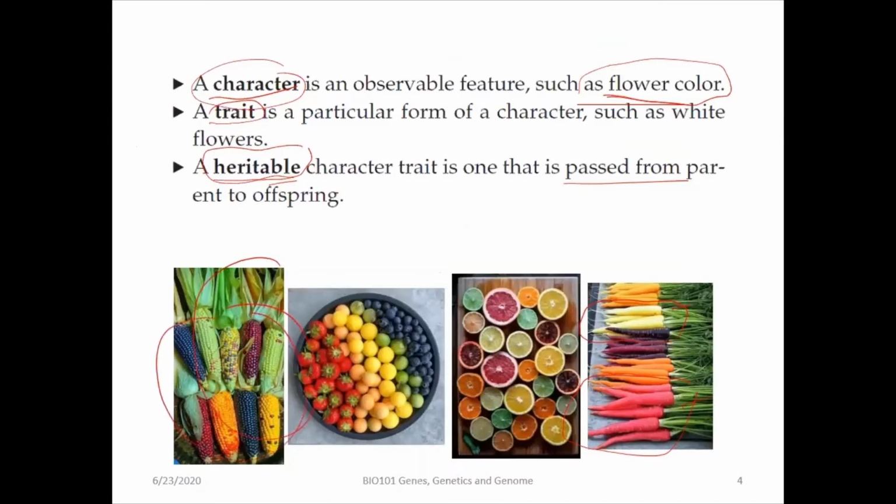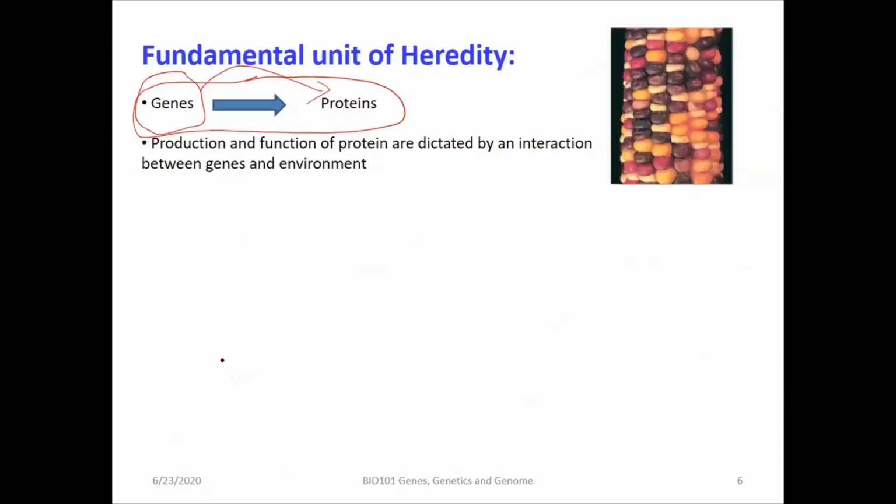So all the genes in those chromosomes define the heredity as well as variation in the corn. Now, if genes are the fundamental unit of heredity, what is the fundamental basis of variation then? Indeed, genes. Genes are the ones which are going to provide you or give you the variation in a species.